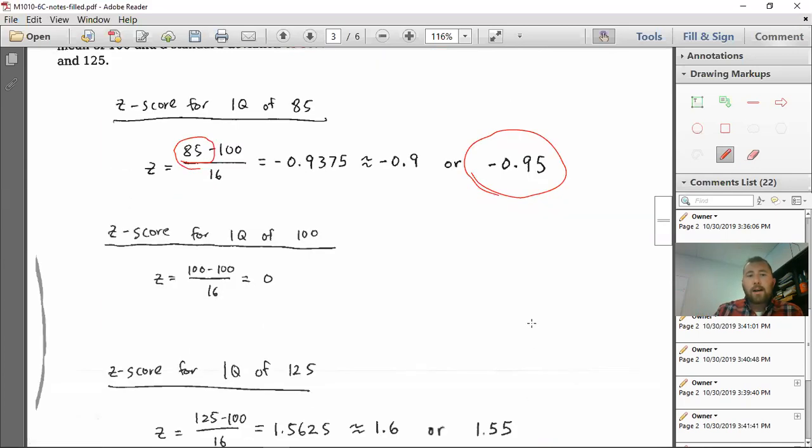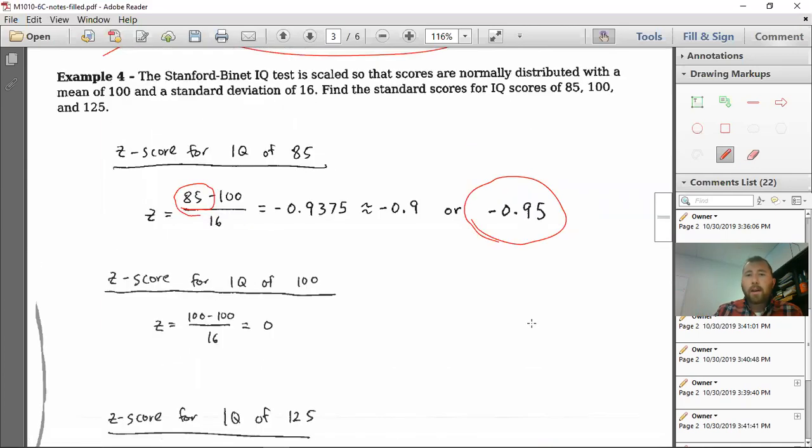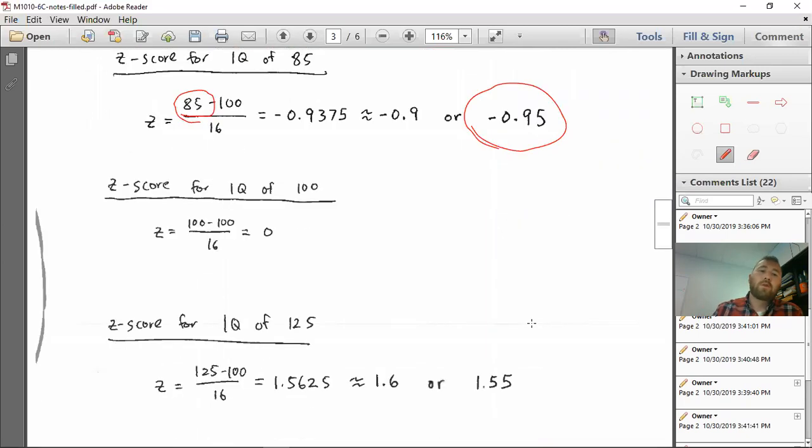Okay. The z-score for an IQ of 100. Well, the mean was 100. So you get 100 minus 100 in your numerator, that's 0. You can divide 0 by things. You can't divide by 0. We're not doing that here. We're just doing 0 divided by 16. You can do that in your calculator. You'll get 0. Exactly. And so kind of an interesting thing, the z-score for the mean should always be 0.